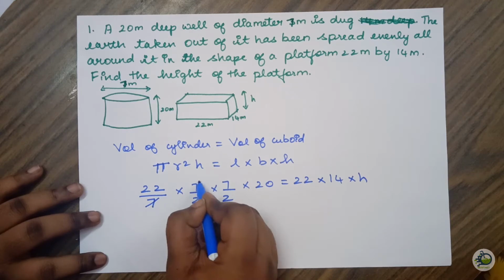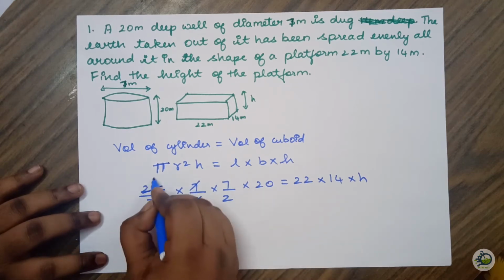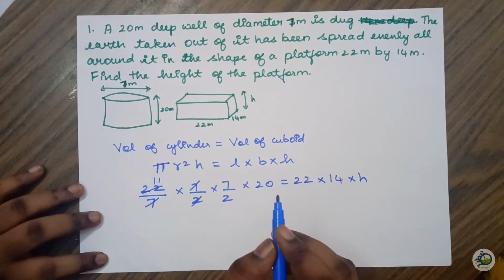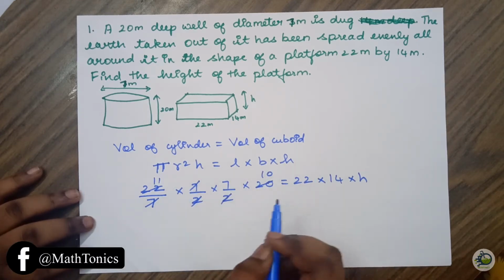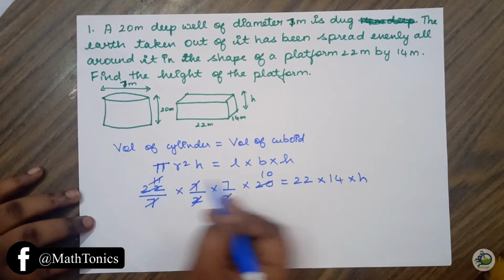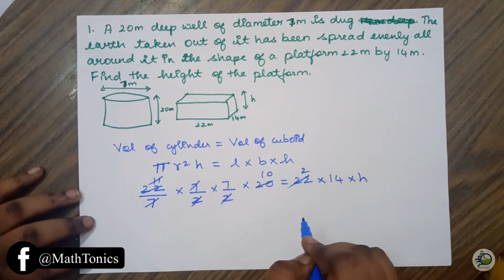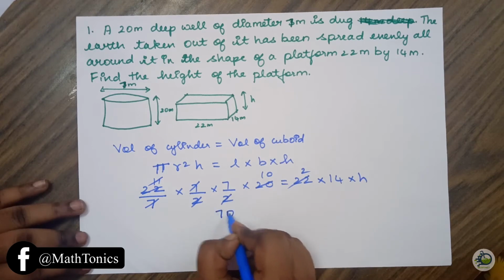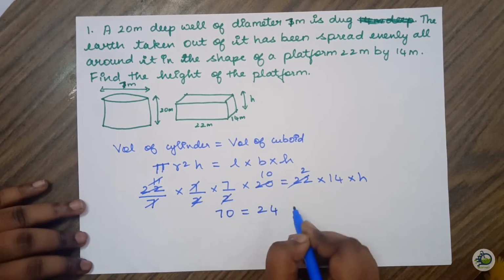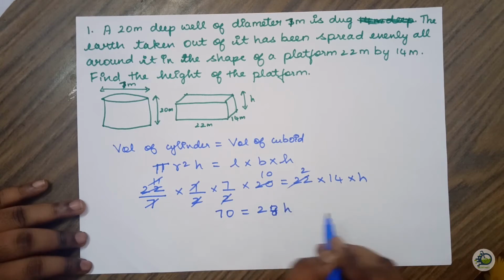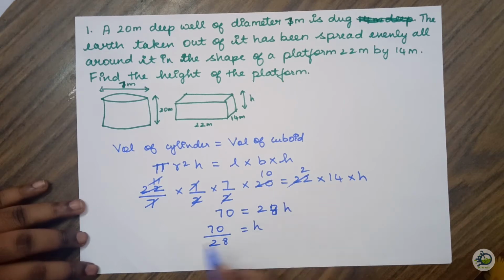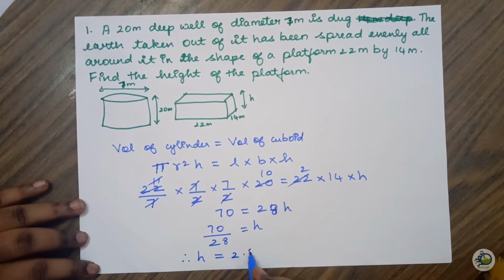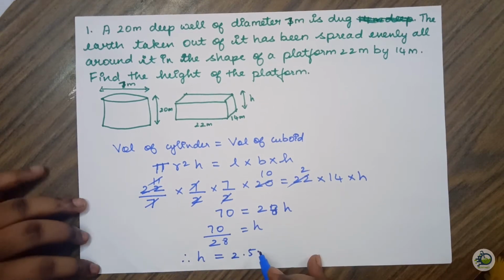I can cancel this 7 and this 7, this 2 and this 11, and this 2 and this 10. I can also cancel this 11 and this 22, so it is 2. So I am left with 70 equal to 28 h. So 70 divided by 28 is the height. Therefore, when I divide, I will get height as 2.5 meters.